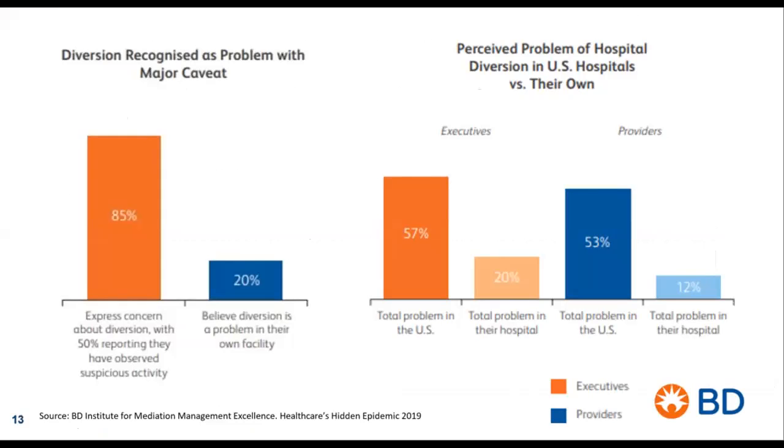This is some graphs from the same study. The orange bars are healthcare executives and the blue bars are providers. And as you can see on the left here, diversion is recognized as a problem, with a major caveat. 85% of healthcare executives express concern about diversion, with 50% reporting that they have observed suspicious activity in their institution. And both providers as well as healthcare executives recognize that drug diversion is a problem in the United States.